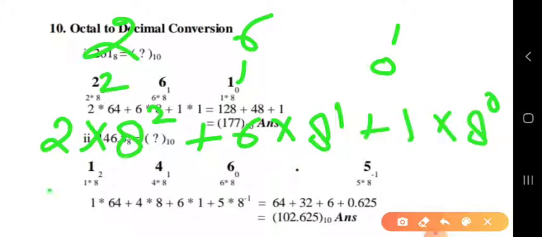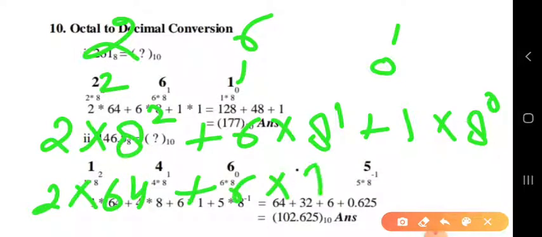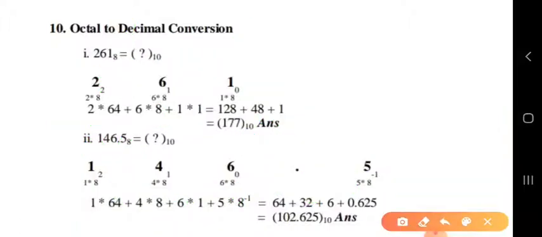So this will be 2 into 64, plus 6 into 8, plus 1 into 1, because 8 to the power 0 is 1. Then the answer will be 128 plus 48 plus 1, which is 177. This will be my answer. The same I have done with the other one, but this is a fractional one.